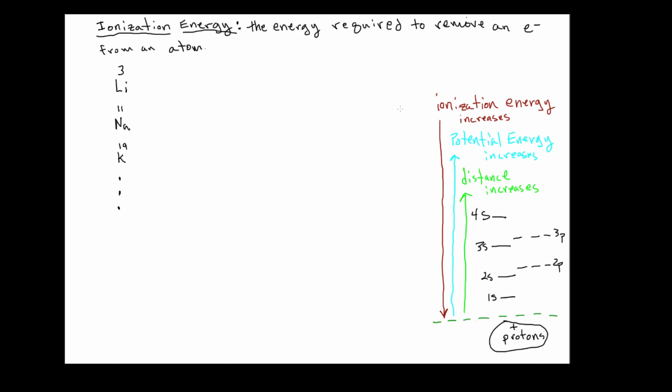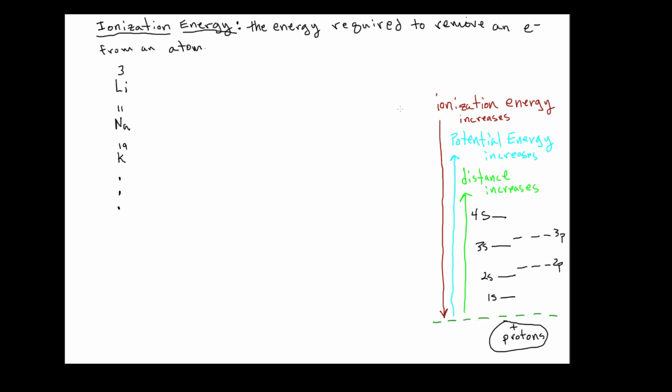Welcome to ChemDoctor, and this is the second video presentation on the periodic trend ionization energy. In this presentation we're going to investigate what happens to the energy required to remove an electron from an atom as we move down any group.